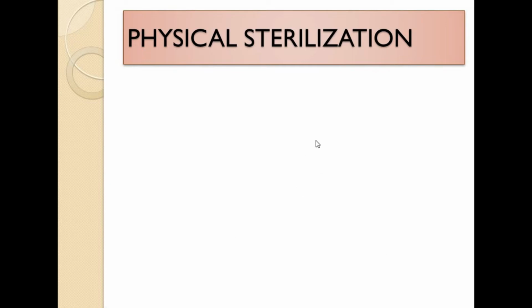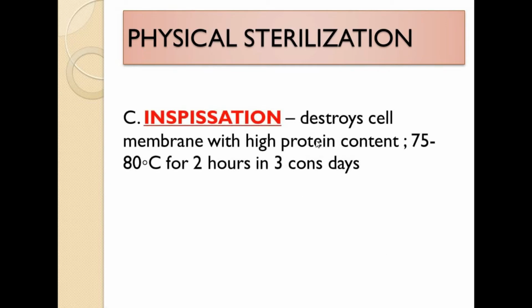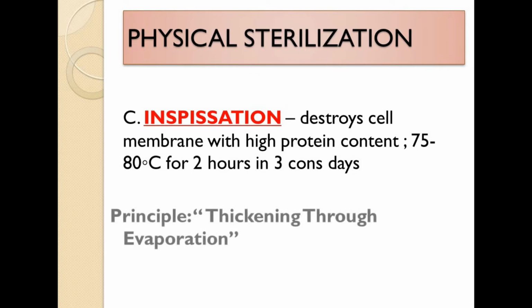Under physical sterilization, we also have inspissation. It destroys cell membranes with high protein content, at 75 to 80 degrees Celsius for 2 hours on 3 consecutive days. So the principle is thickening through evaporation. This is the principle of inspissation.